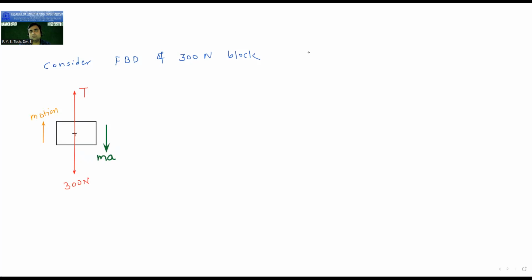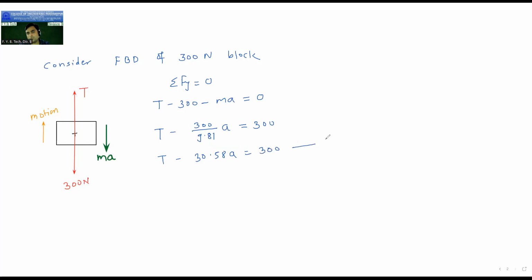So now here again apply summation Fy equal to 0. So T is moving up, so 300 is downward: T minus 300 minus MA is equal to 0. So T minus (300 divided by 9.81) into A is equal to 300. What is this 300 divided by 9.81? किती येत आहे? 30.58. Okay, so T minus 30.58A is equal to 300. This is equation number 2.